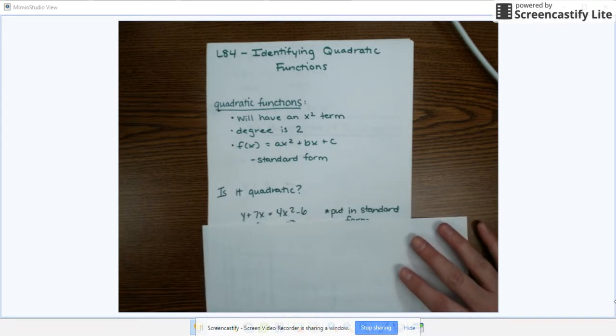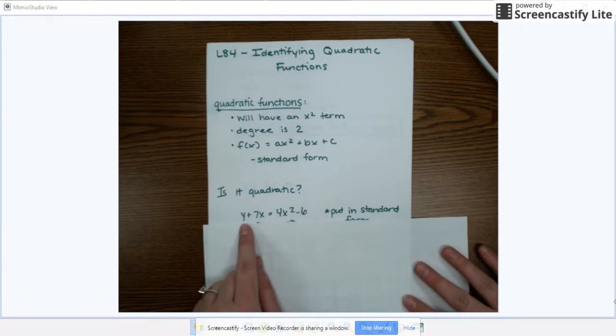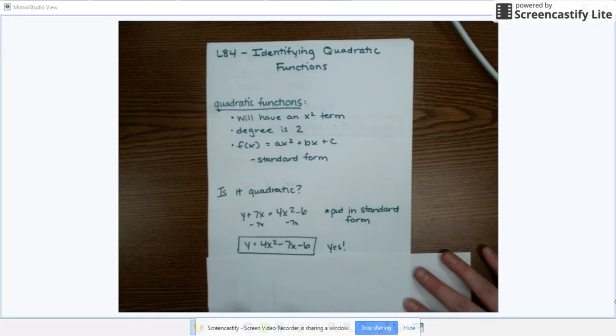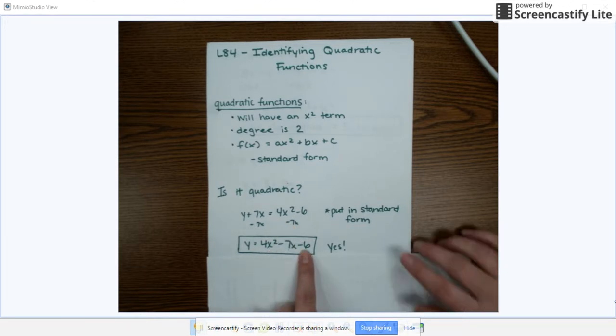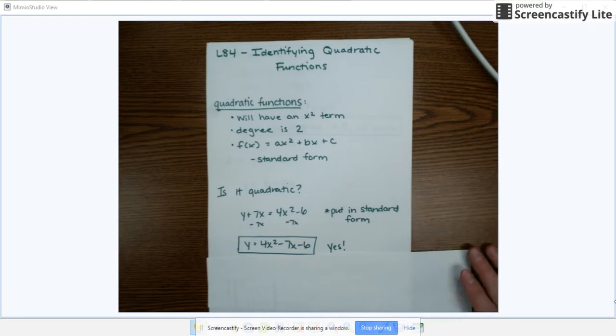Well, we have y plus 7x equals 4x squared minus 6. That's not in standard form. We need y all alone. So we're going to subtract 7x. When we subtract 7x, we have y equals 4x squared minus 7x minus 6. This looks like standard form of a quadratic. It has degree 2. We have that squared term, so it is quadratic.